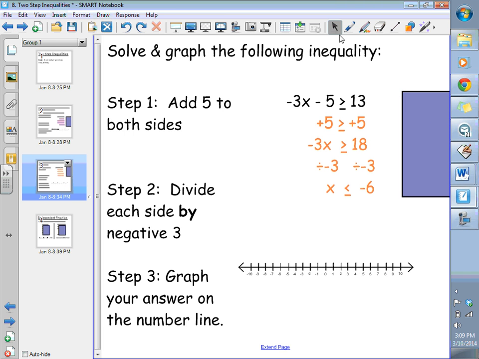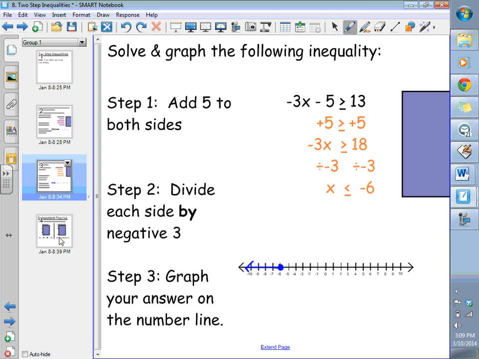And our final step again is to graph that. So we find our negative 6 on the number line. And this time it is including that, so we shade it in because it's inclusive of that negative 6. Negative 6 could be a part of our solution, and we want everything less than negative 6 included in there also. So we graph it and we are good to go.